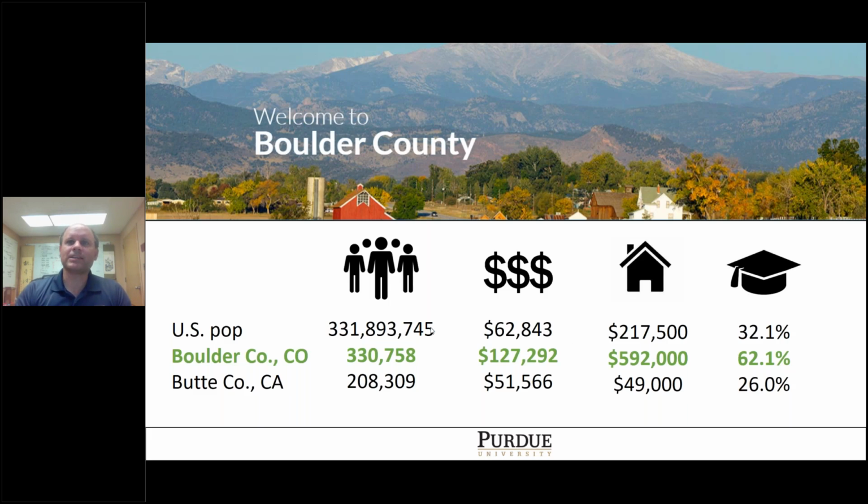To give you perspective on the U.S. average, the U.S. population is below that, and Butte County, California is below that. And that is where the Camp Fire was, and so that was our prior experience as well. So you can see this is a pretty affluent county, and there's a couple reasons for that, in a highly educated county.